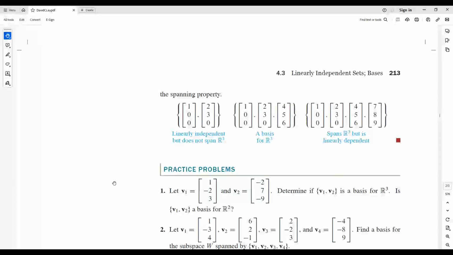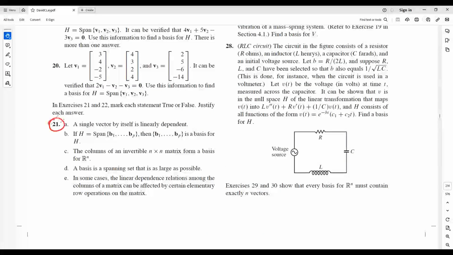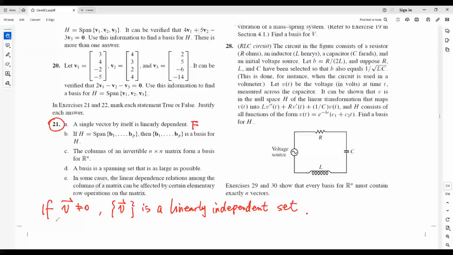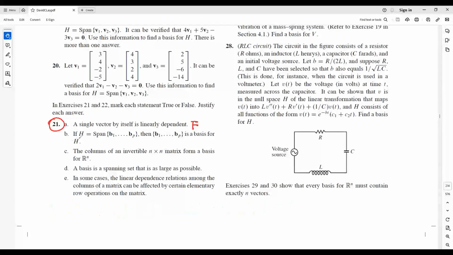Questions in section 4.3, Linearly Independent Sets; Bases, at page 214. Problem 21. A. A single vector by itself is linearly dependent. False. If v is non-zero, then the set {v} is a linearly independent set. B. If H equals Span{v1, ..., vp}, then {v1, ..., vp} is a basis for H.